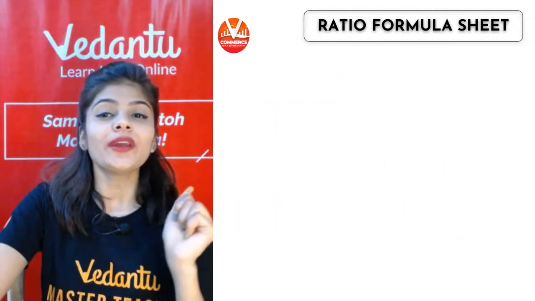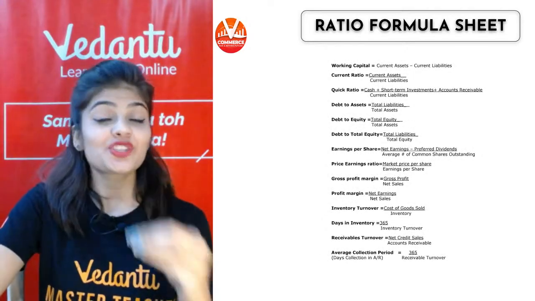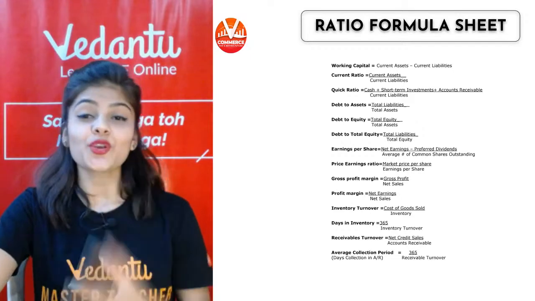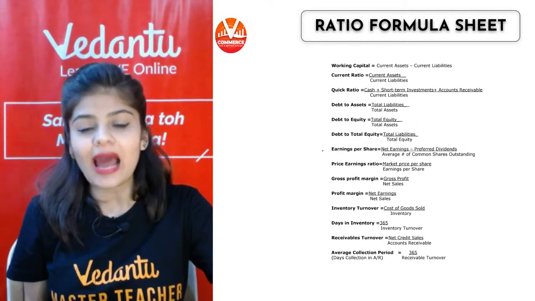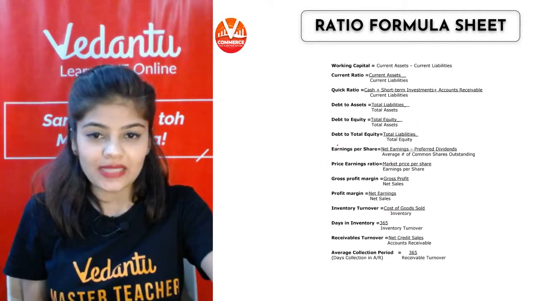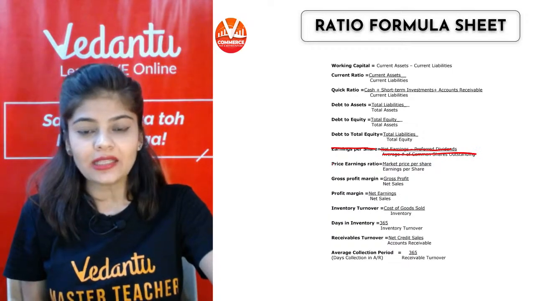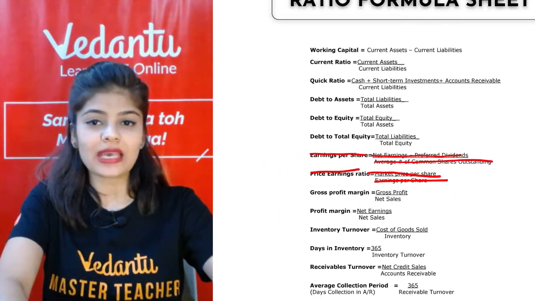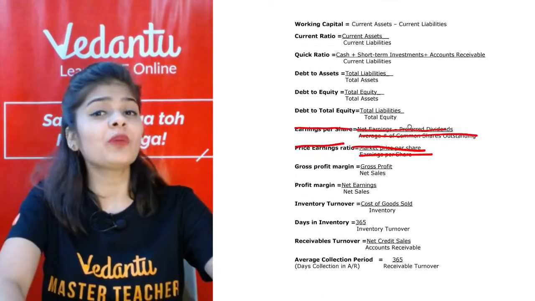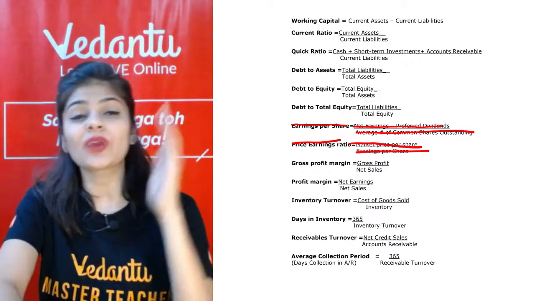So now we are going to have the ratio formula sheet. This is a sheet in which all the formulas are written. So you can revise all the formulas with the help of this sheet. Now, there are some formulas which are not in your syllabus, like EPS. EPS is not in your syllabus. And price earning ratio. This is also not in your syllabus. Rest of the ratios are in your syllabus. So this is your ratio formula sheet. All the formulas are written here. So to revise all the formulas, to revise all the ratios, you can refer to this sheet.